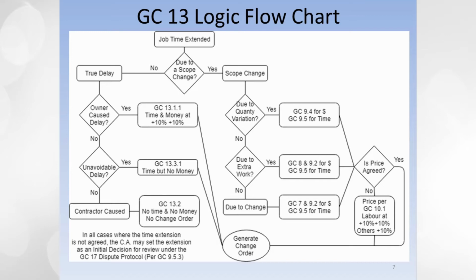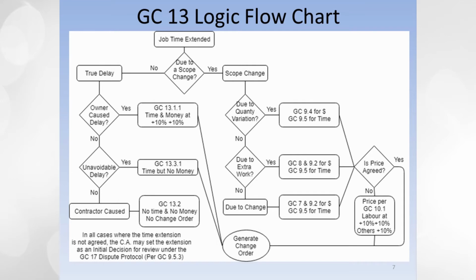Let's follow the logic on the right. A, if the change scope is due to a quantity variation, then GC 9.4 sets the pricing protocol and GC 9.5 provides for time adjustment. B, if the change scope is due to extra work, then GC 8 and GC 9.2 deal with pricing. Again, GC 9.5 provides for time adjustment. C, otherwise the change scope is due to a change, so GC 7 and GC 9.2 deal with pricing, with GC 9.5 again providing for time.